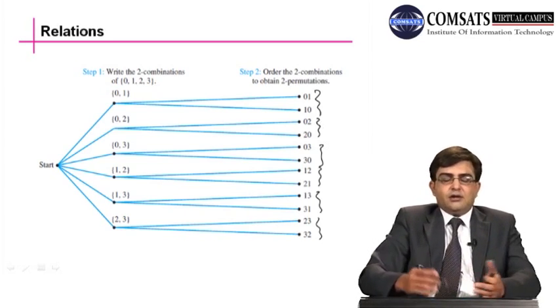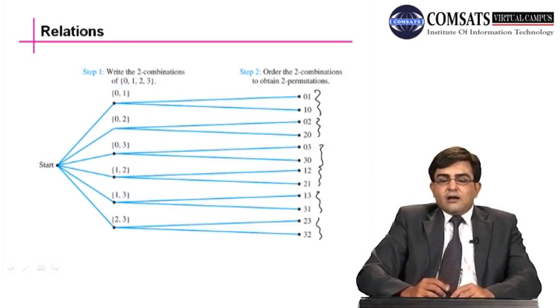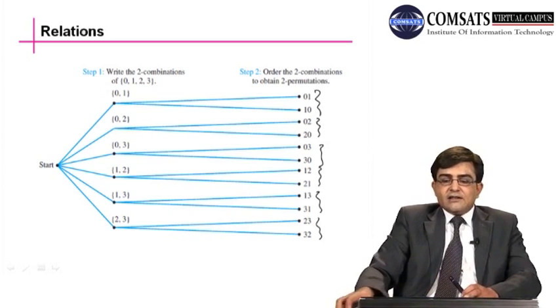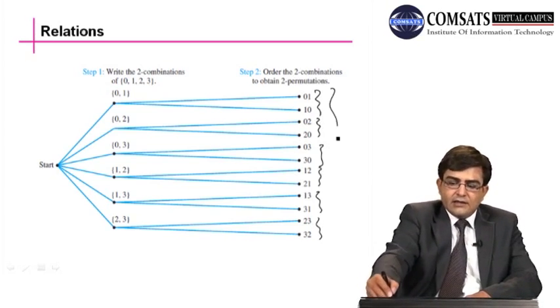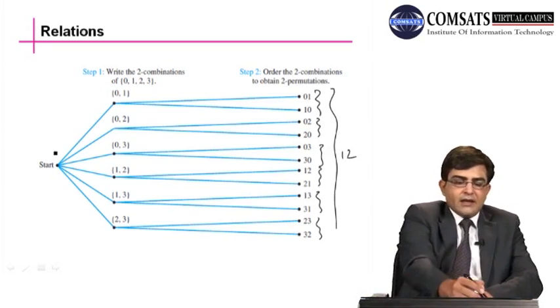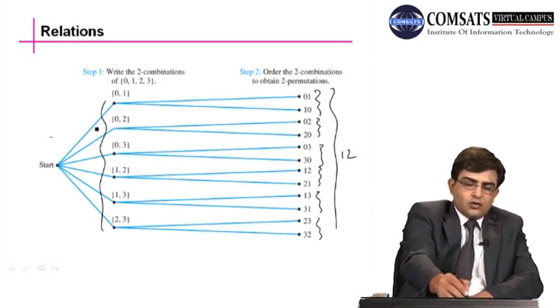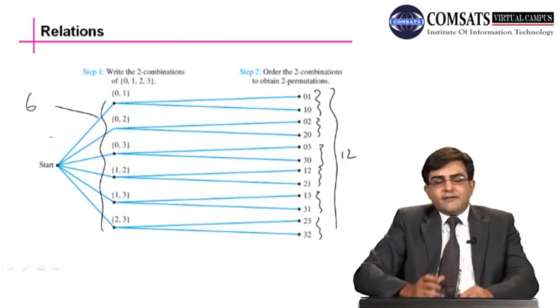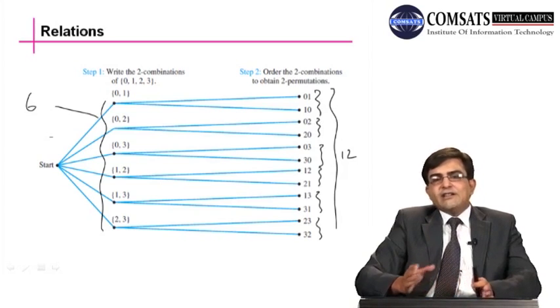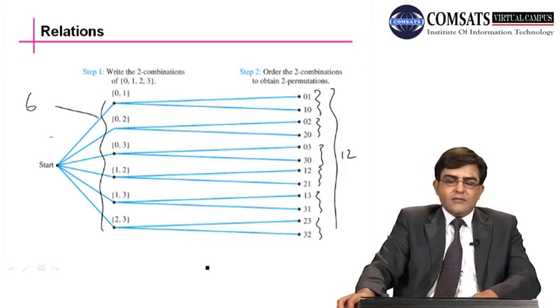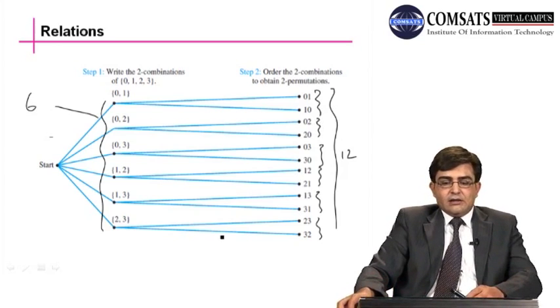This is not always the case. Here you can see there are 12: 2, 4, 6, 8, 10, 12. Here there are 12 permutations and there are 6 combinations. So this is basically the difference between permutations and combinations. A permutation is basically an ordered selection, and a combination is basically an unordered selection of r elements out of n elements. So I hope you understand permutation and combination.